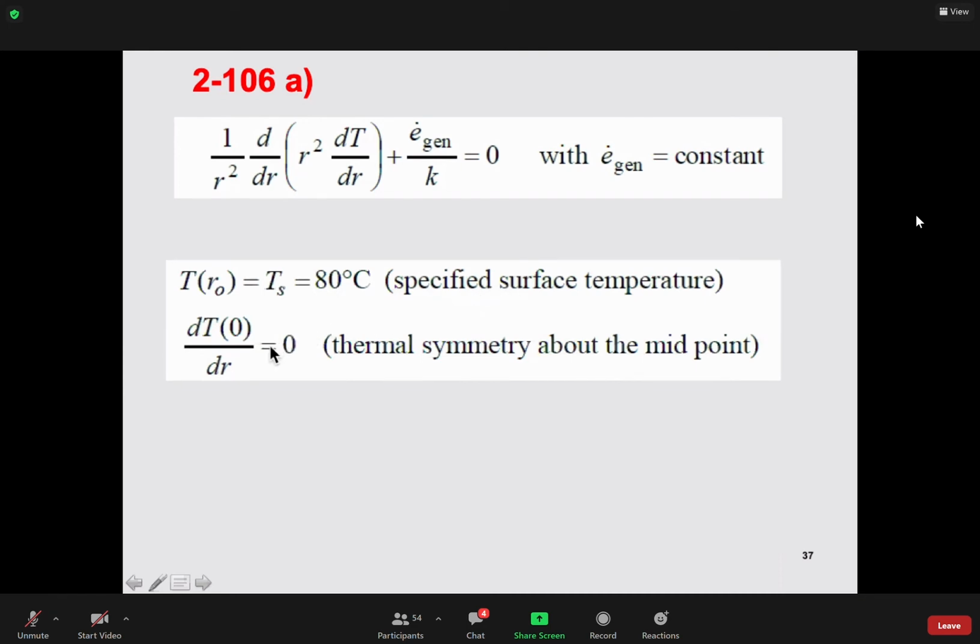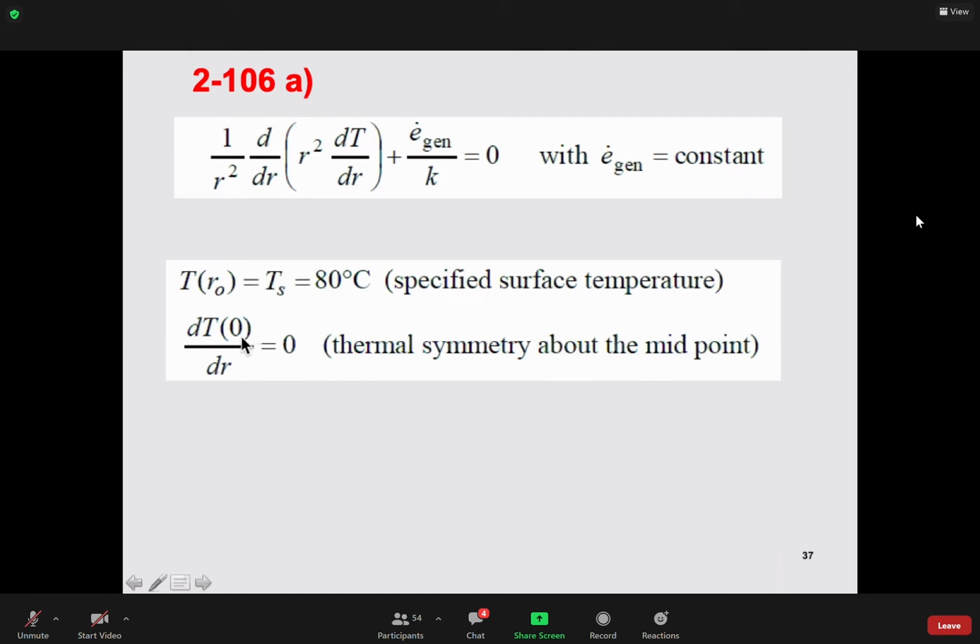And the second one is at the center, at R equals 0. At R equals 0 it is symmetric, which means this is equal to 0. Okay? That's exactly the meaning of it. Now you have developed the mathematical problem, the equation, and also the boundary conditions that you need.